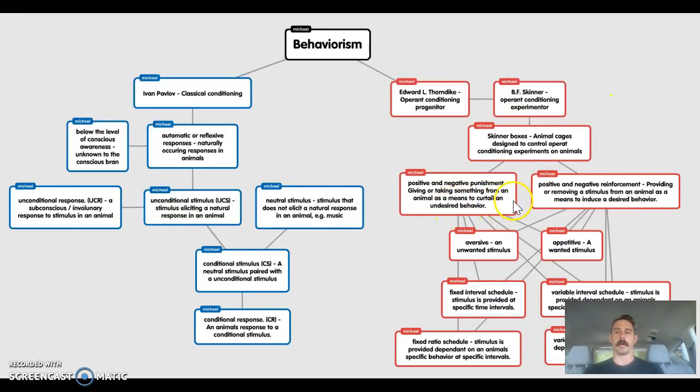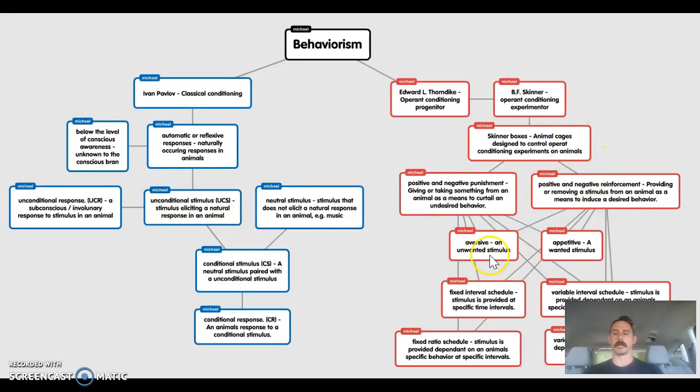And obviously over here, these are all the sort of inputs to these experiments, positive and negative punishments, and positive and negative reinforcements. Positive and negative just being whether you're giving something positive or taking it away. Punishment is something that's designed to deter behavior, whereas reinforcement is something designed to elicit behavior.